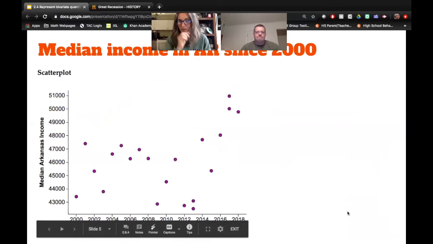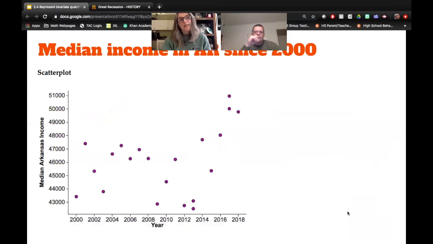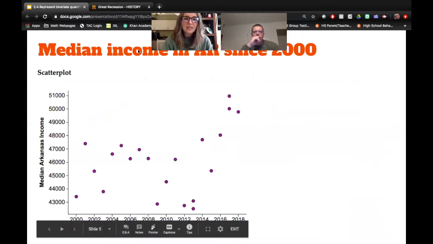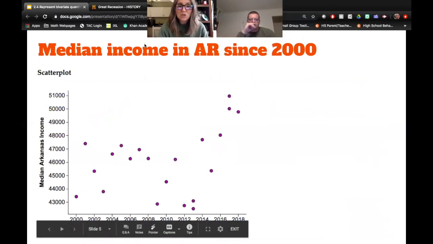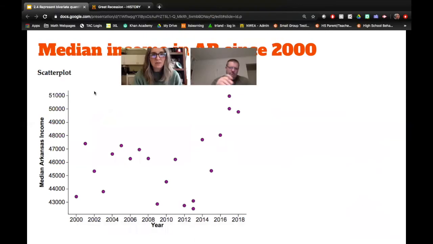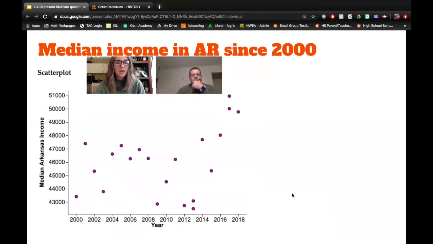Here is our median income back again. And so we're looking at this and we want to describe the distribution. Put this right here. There we go. We want to describe the distribution. So where do we start? We have to do D for direction.